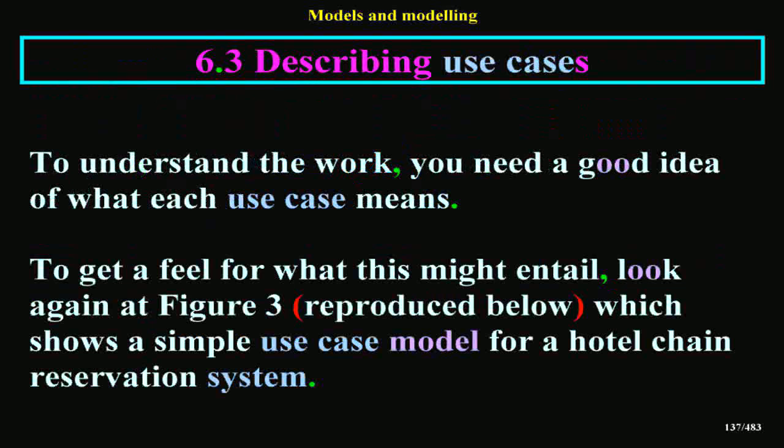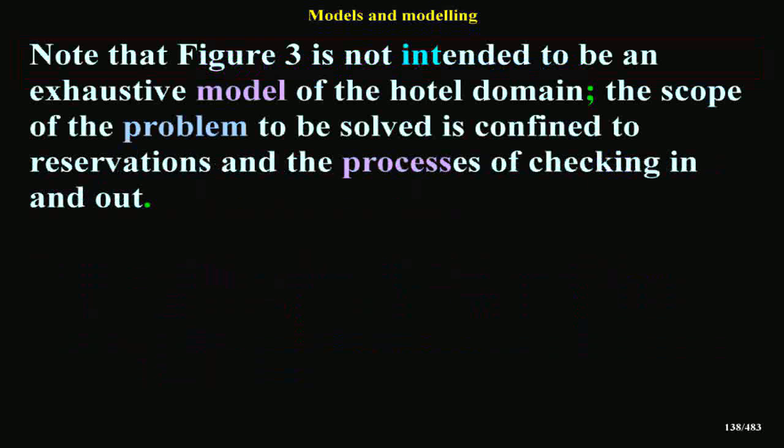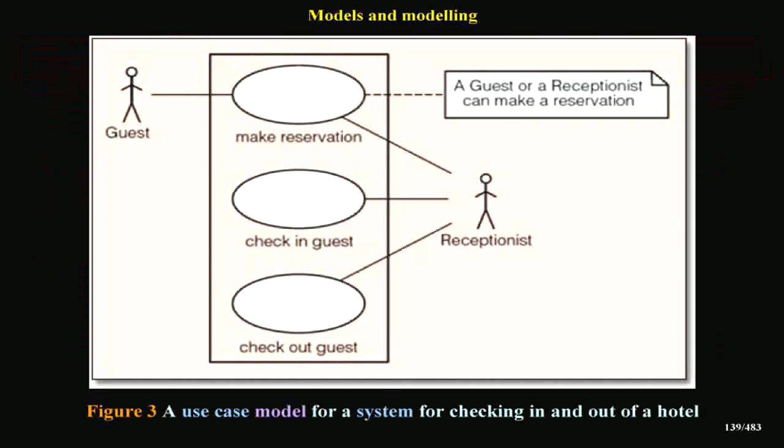6.3. Describing use cases. To understand the work, you need a good idea of what each use case means. To get a feel for what this might entail, look again at Figure 3, reproduced below, which shows a simple use case model for a hotel chain reservation system. Note that Figure 3 is not intended to be an exhaustive model of the hotel domain. The scope of the problem to be solved is confined to reservations and the processes of checking in and out. Figure 3: a use case model for a system for checking in and out of a hotel.